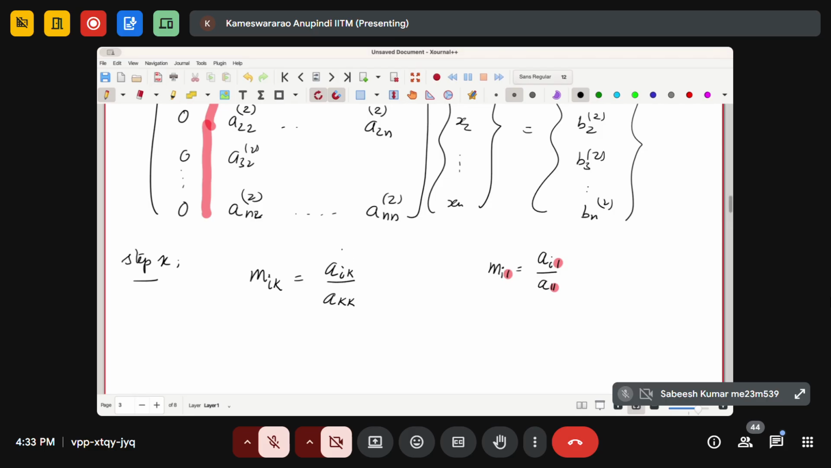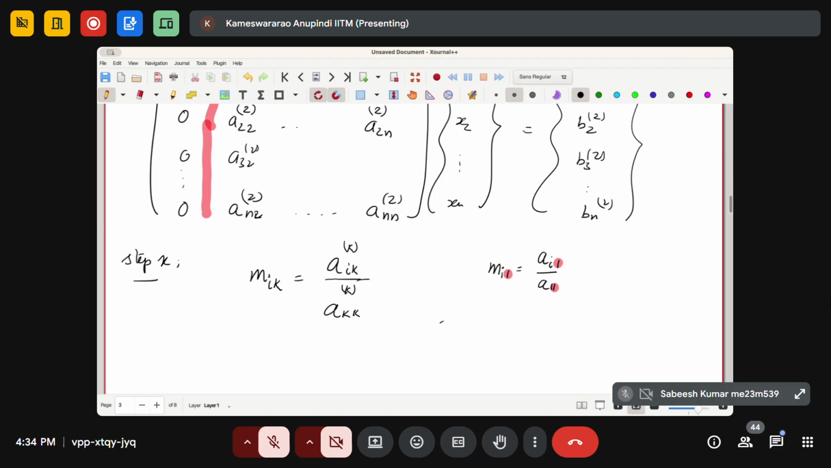Of course, these values are not the original values that are given to us. These could have been already modified because of the row operations that were done till k minus 1. So these are going to be aik^k and akk^k. These are the values of the A matrix available for the kth step. So that is what I have for mik. This is aik divided by akk at the kth step. So that is the multiplier.